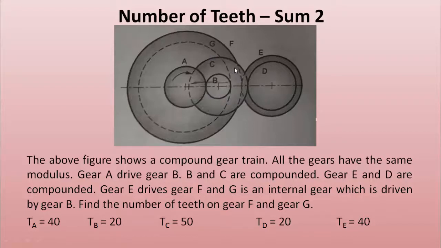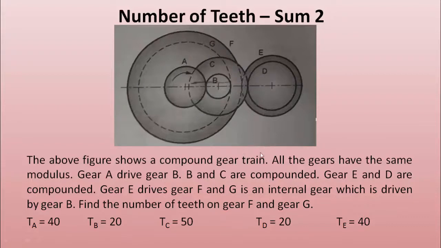Because of the rotation of C, D is rotating. C and D are meshed together. Because of the rotation of D, E is rotating. As you can see, D and E are compounded together. That is, they are on the same shaft. And because of E, F is rotating. Okay, so we have a total of 1, 2, 3, 4, 5, 6 and 7 gears. Out of these 7 gears, only G is an internal gear. All other 6 are external gears.